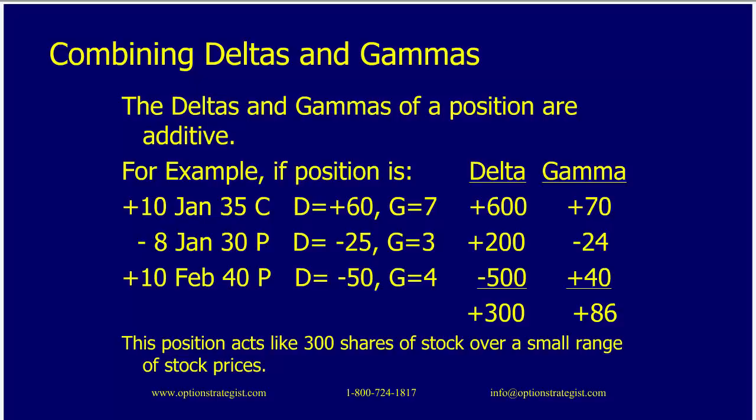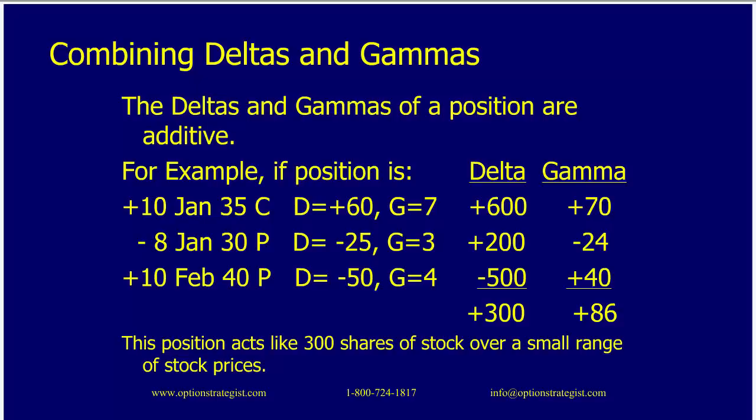Okay, do the same thing. I'm long 10 of the Feb 40 puts. They have the negative delta. Notice the gammas are positive, whether we're talking about calls or puts. What will change that is if we're long or short the option. So right above here, we ended up with negative gamma for the Jan 30 puts. But now for the Feb 40 puts, we're long 10. So +10 times 4 is 40 gamma. And when we add them up, we see for our position, we're long 300 deltas, and we're long 86 gamma.